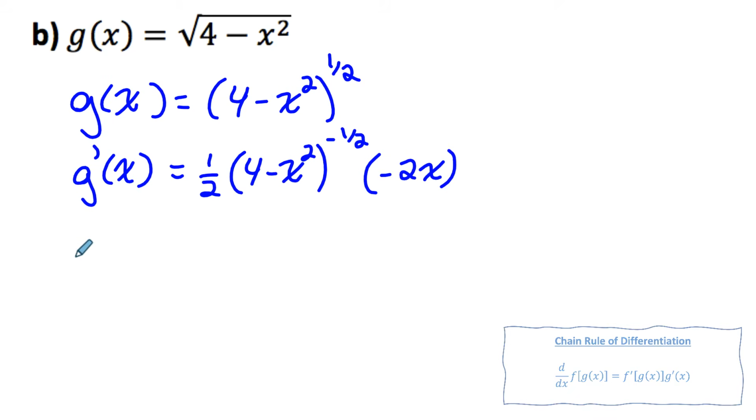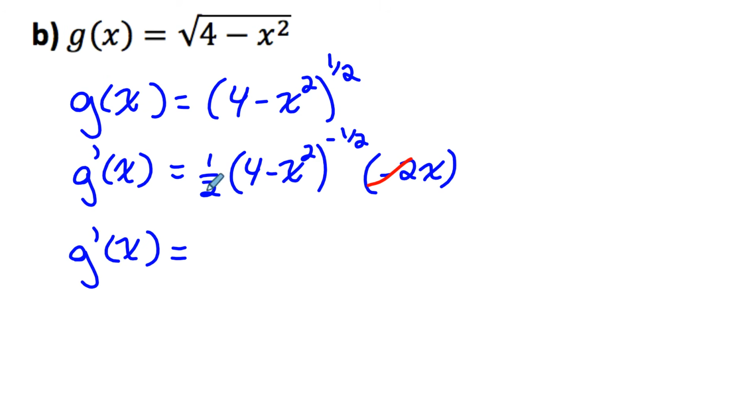And then we can do some simplifying. I've got negative 2 divided by 2, that's negative 1. And I would take this power, move it to the denominator to make the exponent become positive. So in the numerator, all I have left is negative 1x, so negative x. And in the denominator, I've got this power raised to the exponent of positive a half, which I could just write as a square root. So square root of 4 minus x squared. So there we go. There's our second chain rule example.